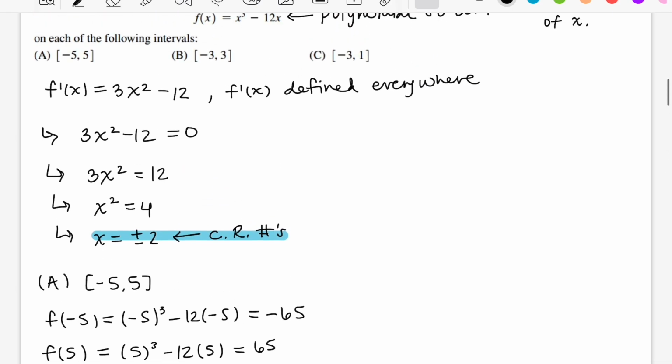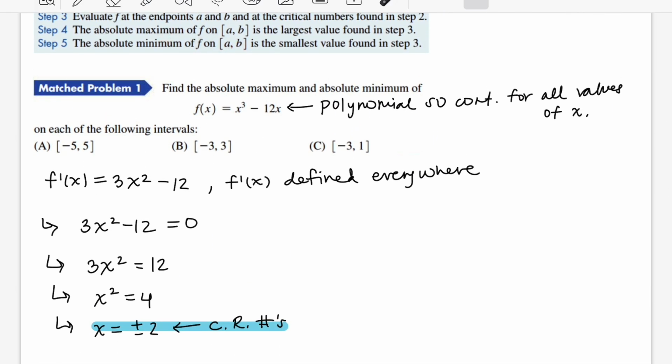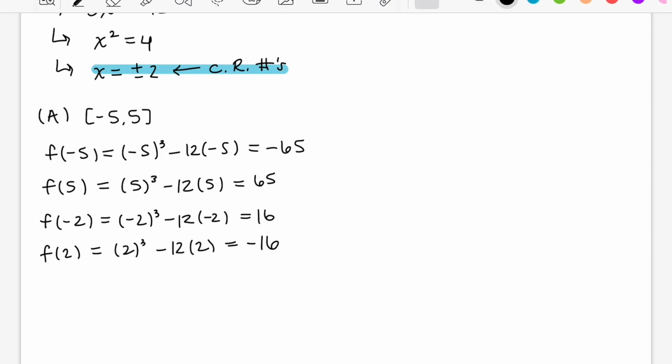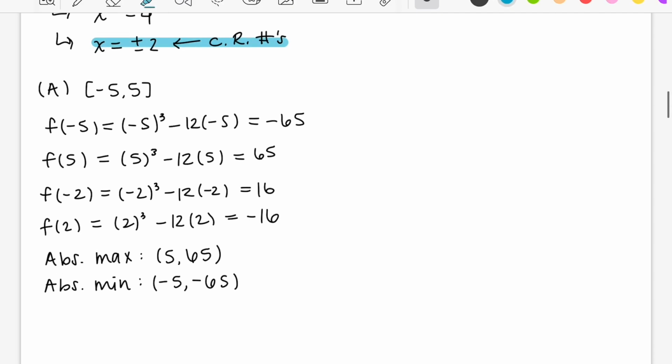All right. Going back to our procedure, the absolute maximum is going to be the largest value, and the absolute minimum is going to be the smallest value. So this tells us our absolute maximum value is going to be 65 here. So it's going to be the point 5, 65. And then our absolute minimum is going to be our smallest value, which is negative 65. So that'll occur at negative 5, negative 65. All right.